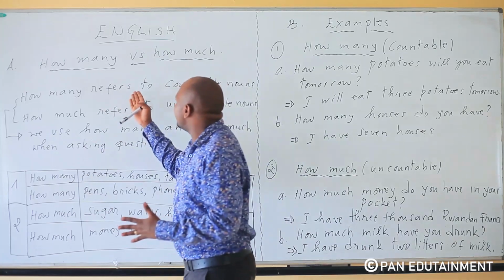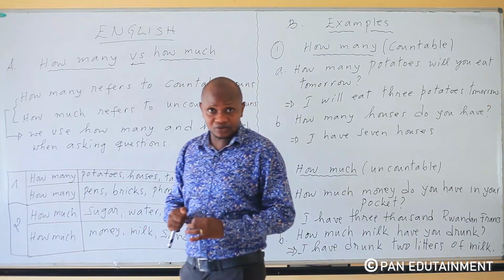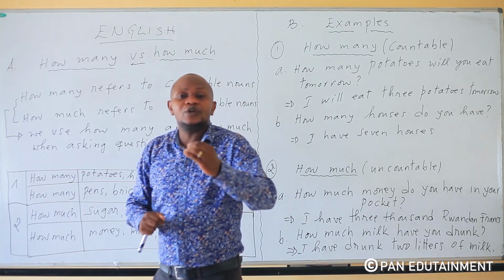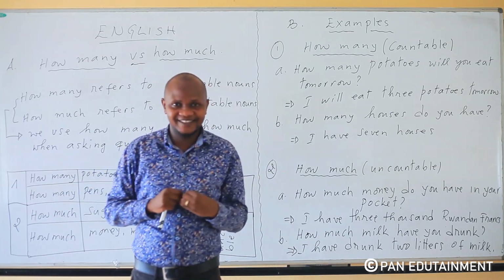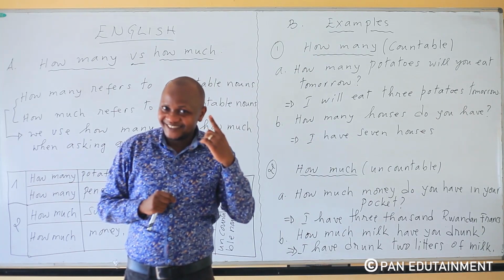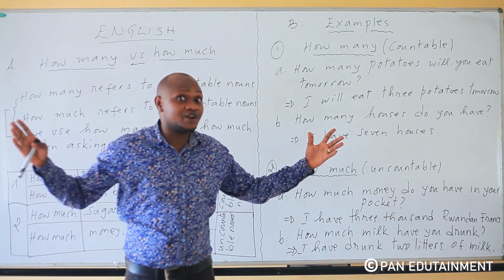Then how many refers to countable nouns. Yo tuvuze how many rero tuba tuvuga ibintu bibarika, countable nouns, amazina asobanura ibintu bibarika. Have you got it? How many chairs do you have?